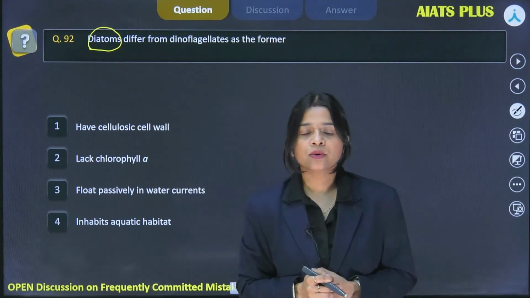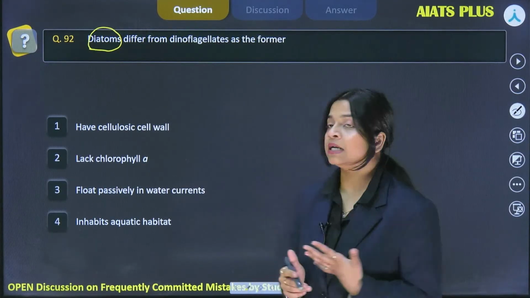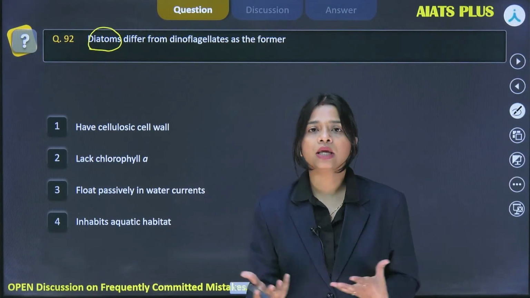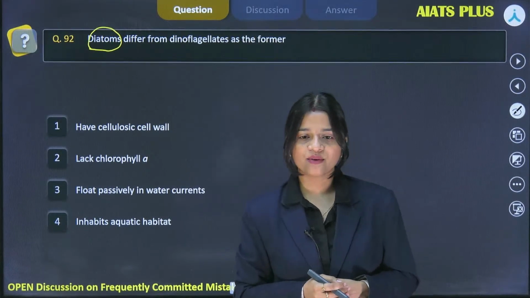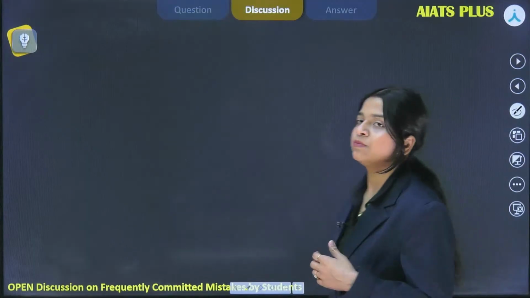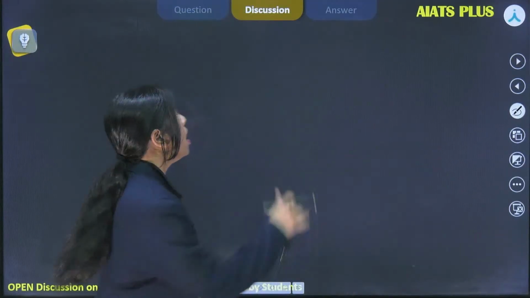dinoflagellates. Okay, but before that we need to understand where these two come from, right? To which particular category do they belong? Alright, very good morning Xenia. Now we will understand it by again classifying the kingdom Protista.